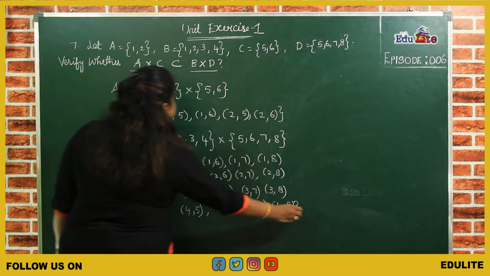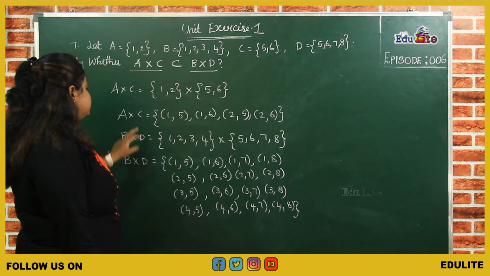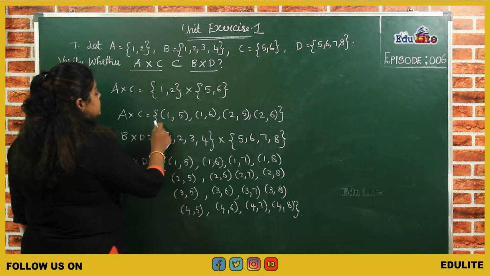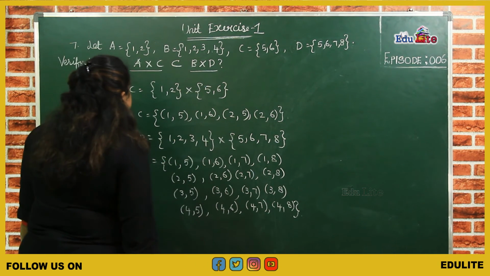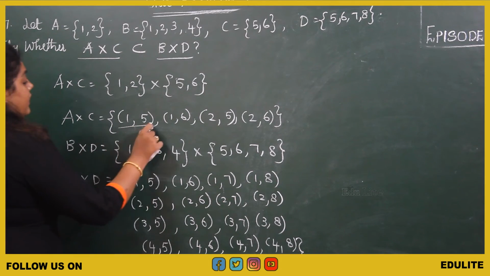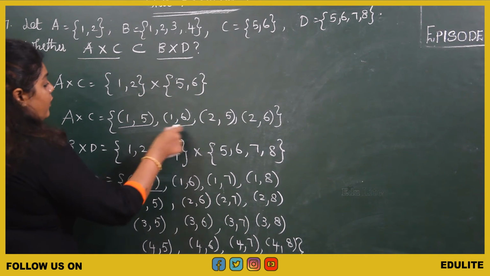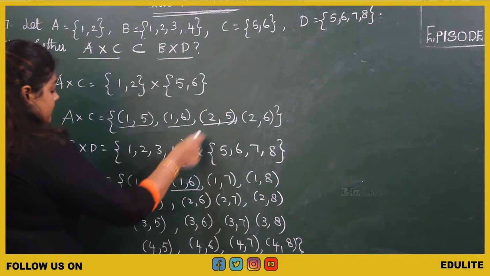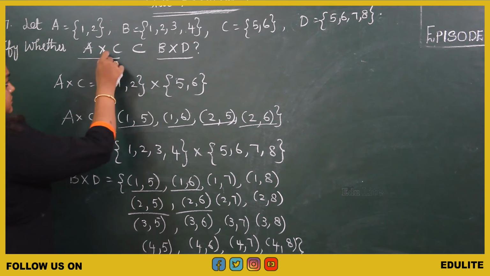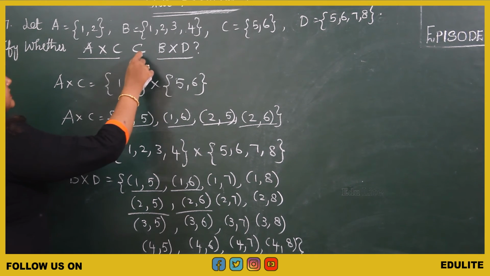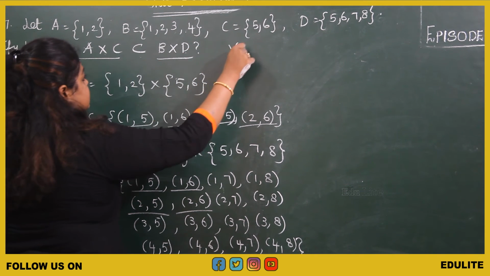Now what we have to do is, in order to check whether A cross C is a subset of B cross D, all the set of ordered pairs in A cross C must be present in B cross D. Let us check that. 1,5, yes it is there. 1,6 it is there. 2,5, yes it is there. 2,6 it is there. Therefore, A cross C is a subset of B cross D. Yes it is.